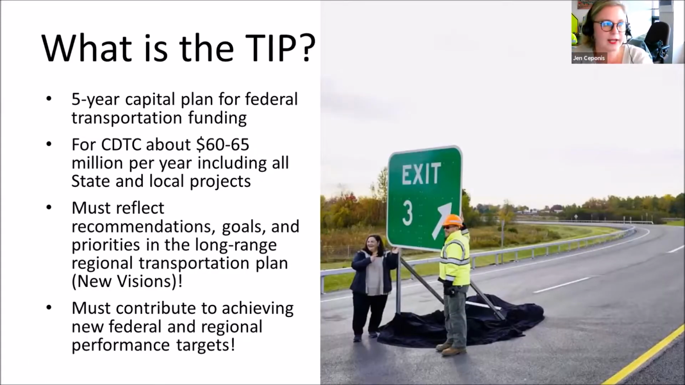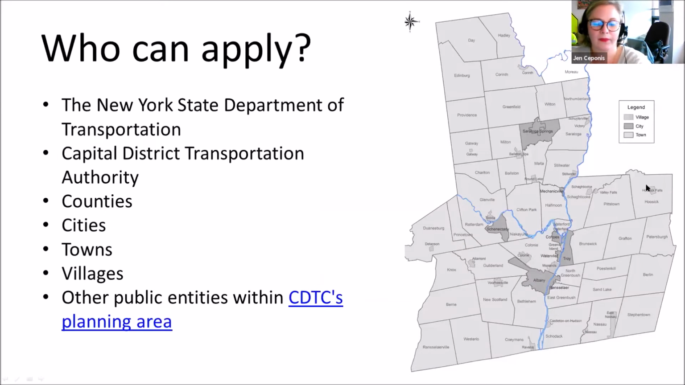So what is the TIP? It is a 5-year capital plan for federal transportation funding, and for CDTC, this is about $60 to $65 million per year, including all state and local projects. And like we mentioned, it must reflect the goals and priorities in the long range plan, our plan is New Visions 2050, and contribute to achieving federal and regional performance targets.